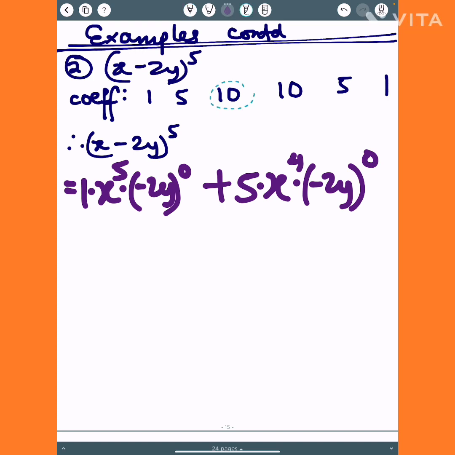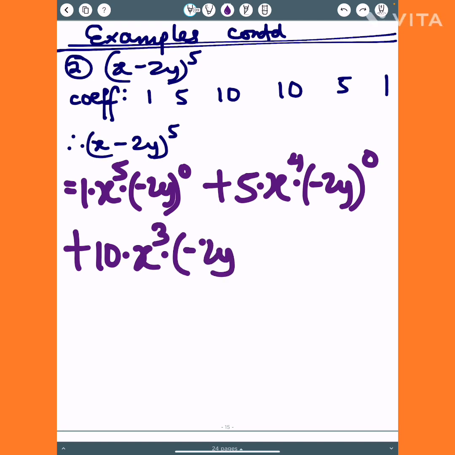The third term in the expansion will be, first, I'll write my coefficient for the third term, which is 10. Take x raised to power 3, then minus 2y raised to power 2. Yeah, I'm sorry, I made a mistake here. I should have raised the second term's minus 2y to power 1. So x raised to power 4 times minus 2y raised to power 1. Then here, x raised to power 3 times minus 2y raised to power 2. So that ends my third term.